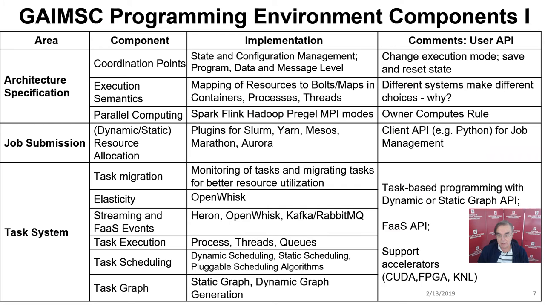All right, the last of the next two slides are on the global AI modeling supercomputer, GAIMSC, which is what Hadoop and Spark and Storm and Twister 2 are trying to implement. So we sort of reverse engineered Spark and Hadoop and Storm and found out the components we need to make this work. And these components are listed on these slides.